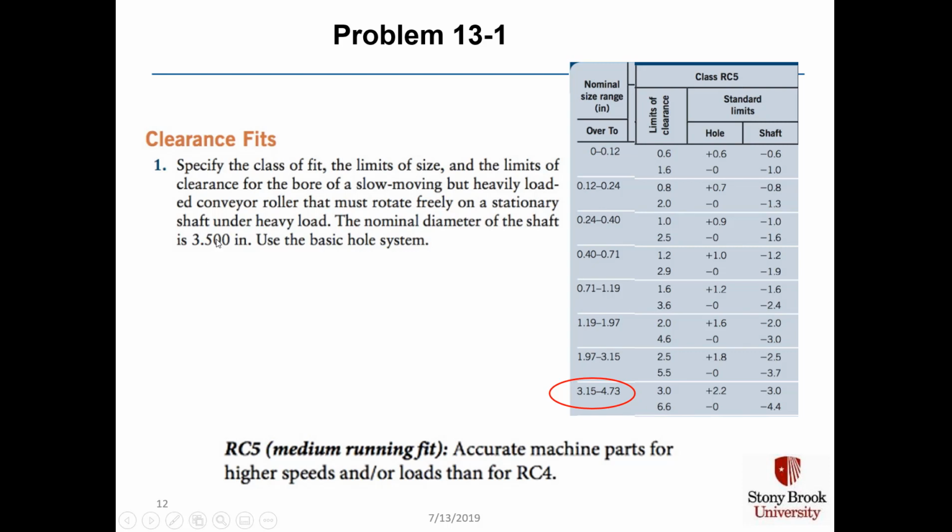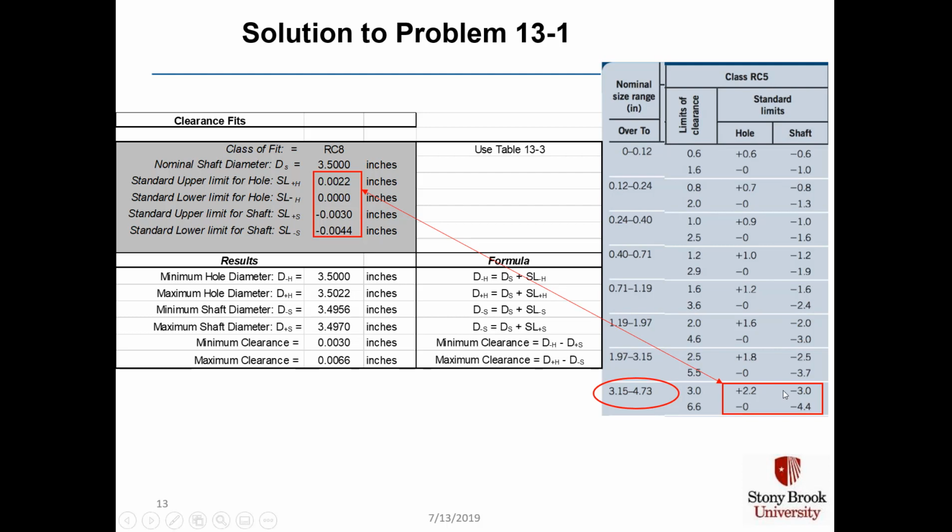And our nominal diameter of the shaft is 3.5 inches, which is between 3.15 and 4.73. So we're operating with this set of numbers I'm showing you with my mouse. Now we can take this set of numbers, the plus 0.22, the minus 0, the minus 3, and the minus 4.4, and we can dial them into what are called standard upper and lower limits for the hole and the shaft. And that's what these numbers are here on the input part of my spreadsheet. There's the nominal shaft diameter. And with these four sets of numbers, we're going to be able to figure out what are the minimum, maximum hole and shaft diameters.